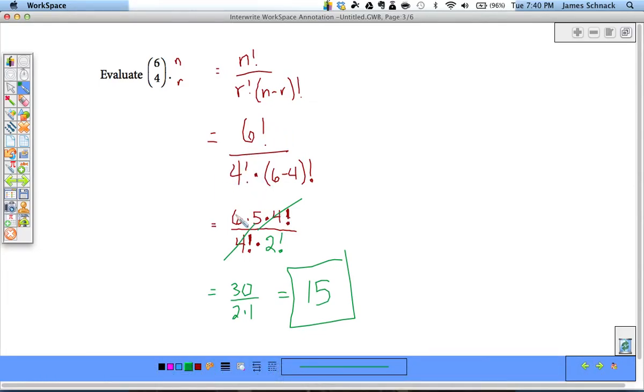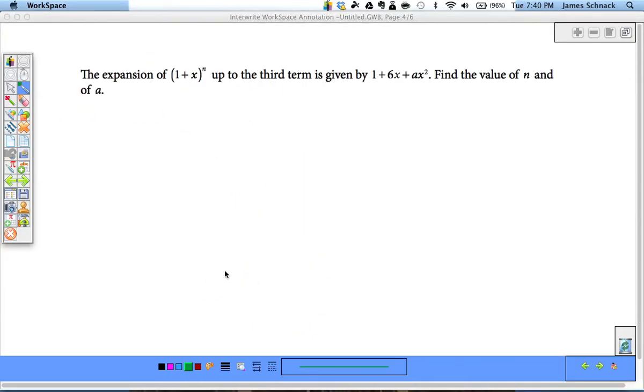The trick is stopping this numerator's expansion when you get to a number that will cancel with what's in the bottom. Sometimes it's going to cancel with this number, sometimes with the n minus r, it depends on which one is bigger. So that'll be fun for you to try.